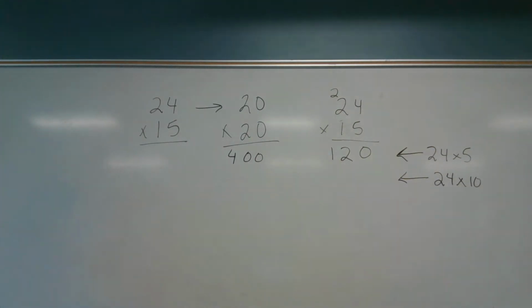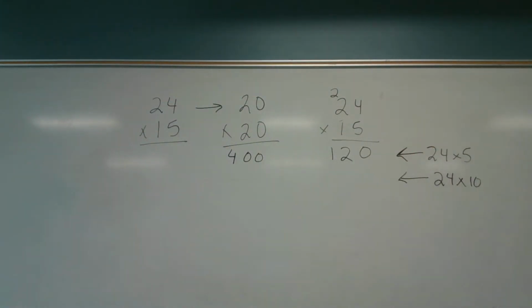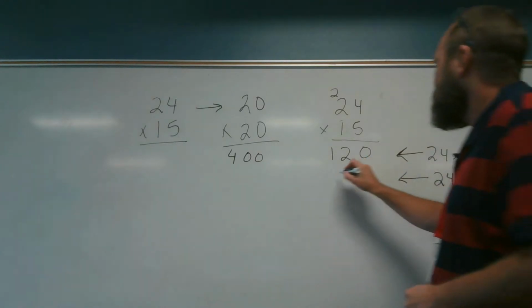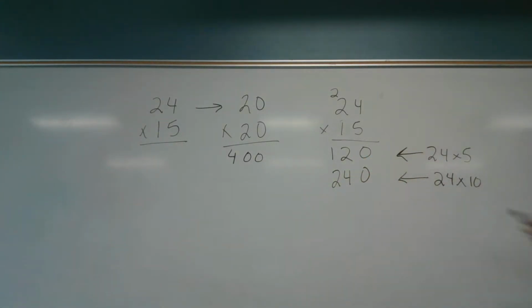Oh. Marilyn? Not 260. 360, no. Andres? 240. Because if 24 people gave you $10, you'd have $240.